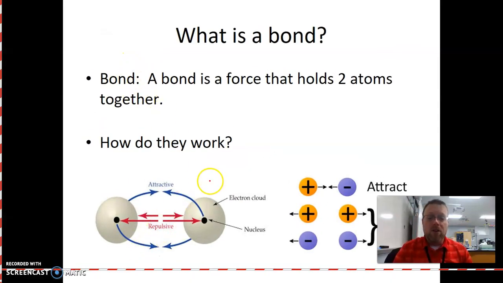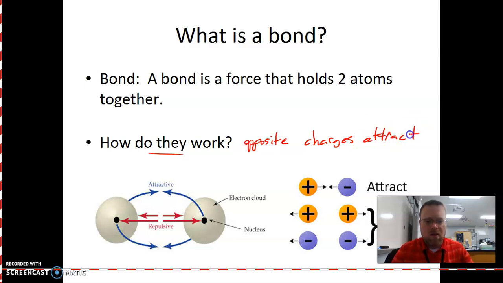So, first of all, if we're going to be talking about bonds between atoms, what's a bond? Well, basically, it's just a force that holds a couple of atoms together. And the way that pretty much all different kinds of bonds work is off the same basic premise, and that is opposite charges attract. So, a positive charge and a negative charge attract.